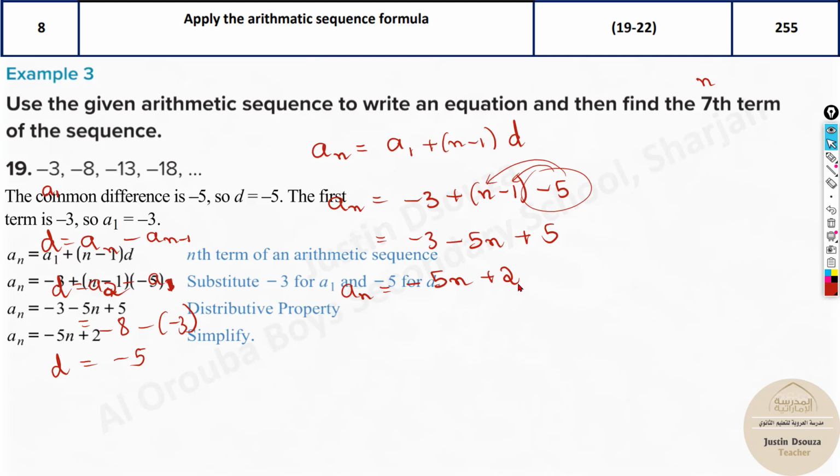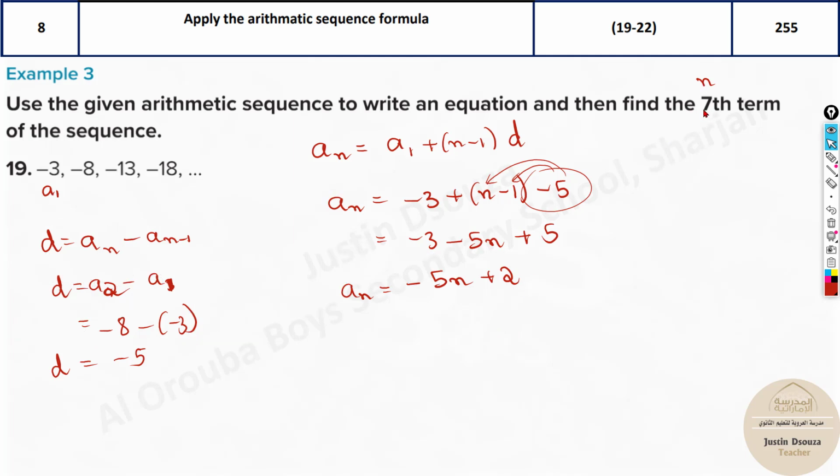But now in the exam, if they ask you to directly find the seventh term, if you have already done this, your seventh term is a7. So wherever n is there, just substitute 7: minus 5 times 7 plus 2. Negative 5 times 7 is negative 35 plus 2, which gives you negative 33. This is the answer.